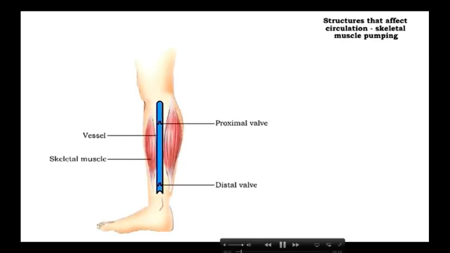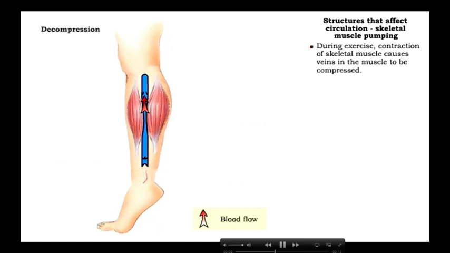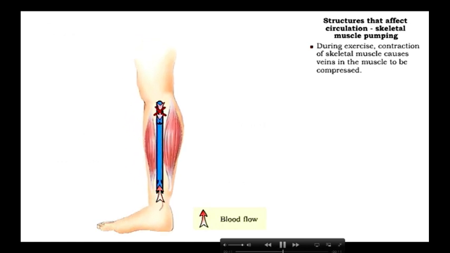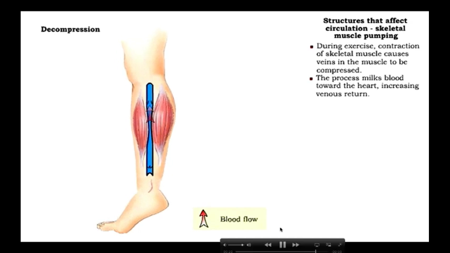Blood pressure is also created by two pumping mechanisms. Skeletal muscle pumping involves the coordinated compression and decompression of veins and the opening and closing of valves. The process milks blood toward the heart, increasing venous return.